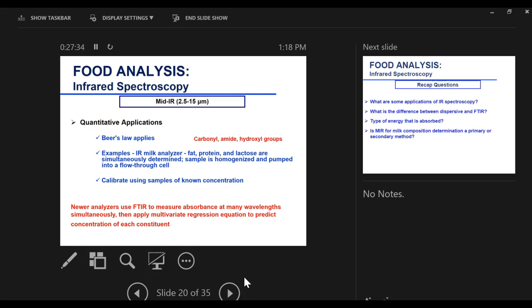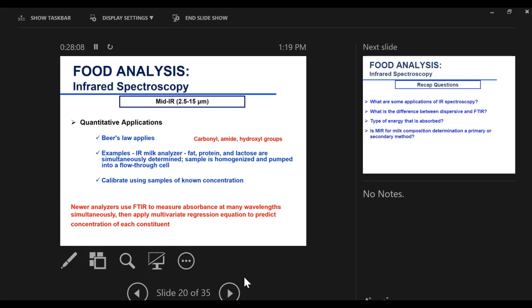Mid-IR milk analyzers are very commonly used, and they are used to determine the major constituents. So for fat, we look at the absorption of carbonyl groups. And for protein, we look at absorption of the amide groups. And for lactose, we look at the absorption of the hydroxyl groups. And we can do that simultaneously, but the sample has to be homogeneous and also pumped through into the flow cell.